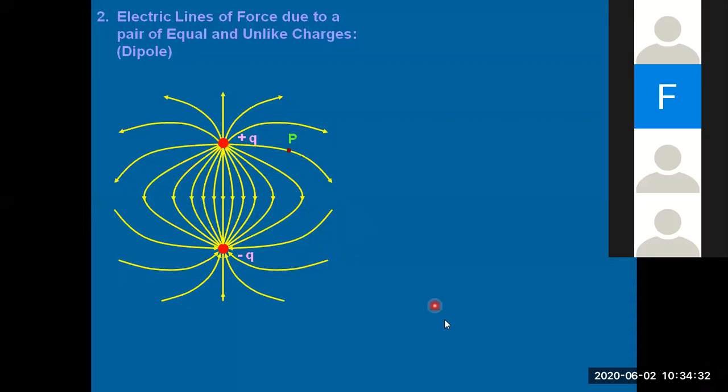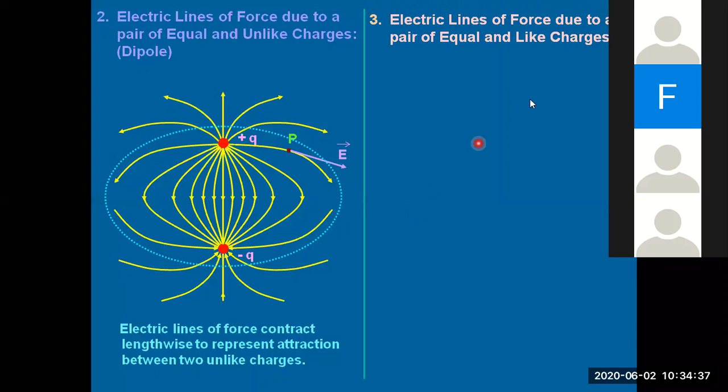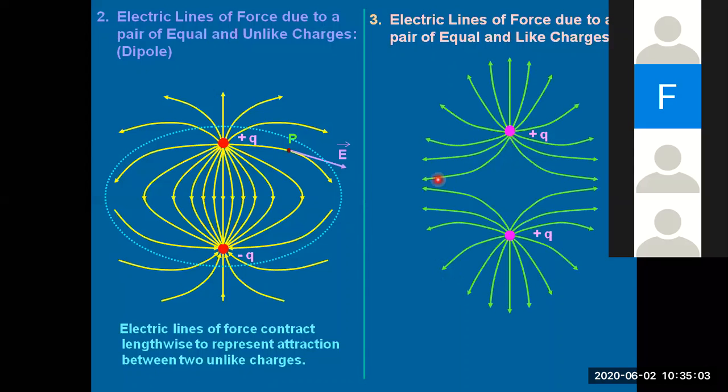And if you take the next example, electric lines of force due to a pair of equal and like charges. Here we saw equal and unlike charges. So if they are like, meaning both should be positive and positive, how do these electric field lines appear? Here you see this is plus Q. Here also you have plus Q. So this is an example of equal and like charges. For both, the arrow mark should be outwards because both are positive. Here it's like a loop, like a curved line, whereas here you can see it is diverging away.